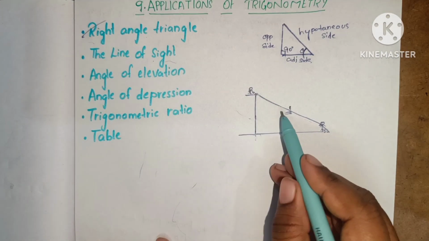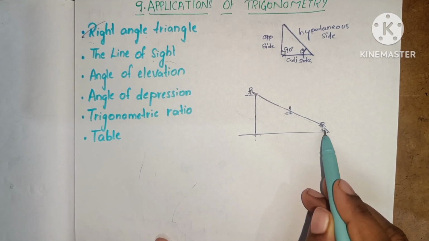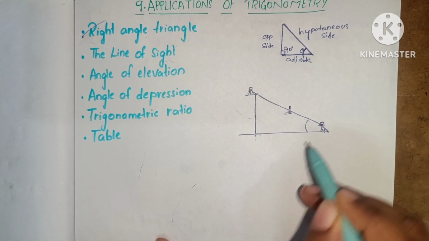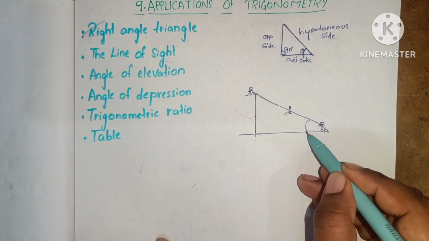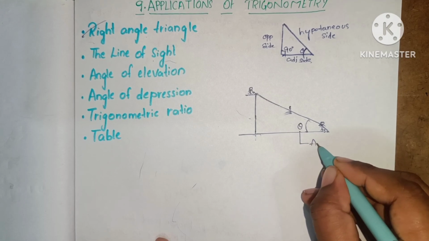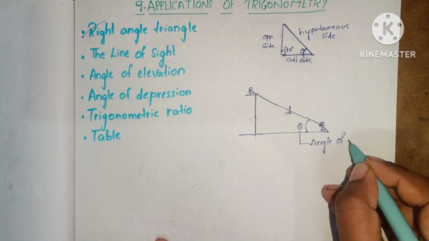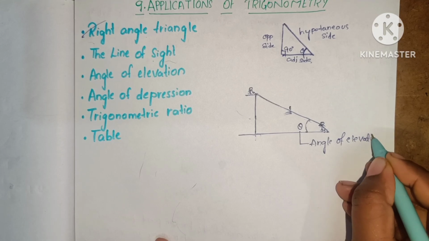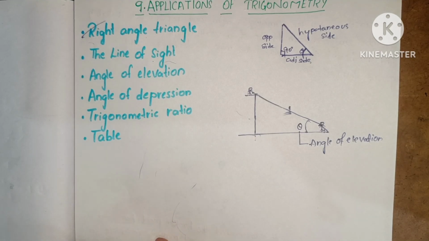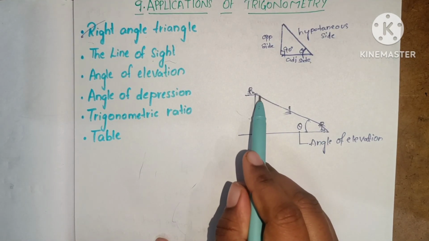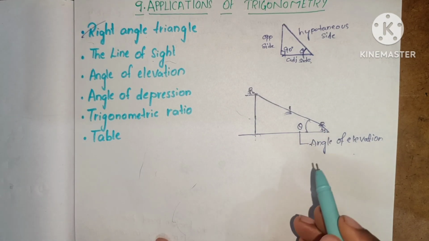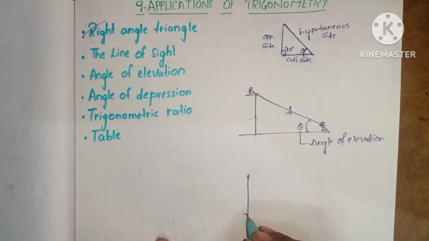When the person was watching, the line was created and here one angle is created. That angle is theta. This theta is the angle of elevation. The angle formed between the horizontal line and the line of sight is the angle of elevation. That means when a person is watching in the upward direction, the angle of elevation is created. Okay, understood?